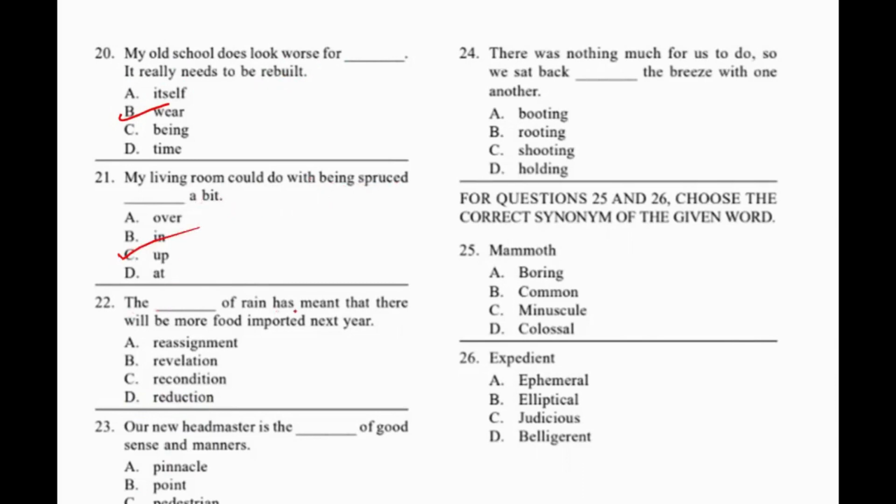Next, the reduction of rain has meant that there will be more food imported next year. What do you mean by imported? To get that thing into our country. So when do we get that from other countries? When we don't have enough rain. So it is the reduction of rain has meant that there will be more food imported next year. It can be reassignment, it can be revelation, it can be recondition. Okay, reduction of rain has meant that there will be more food imported next year.